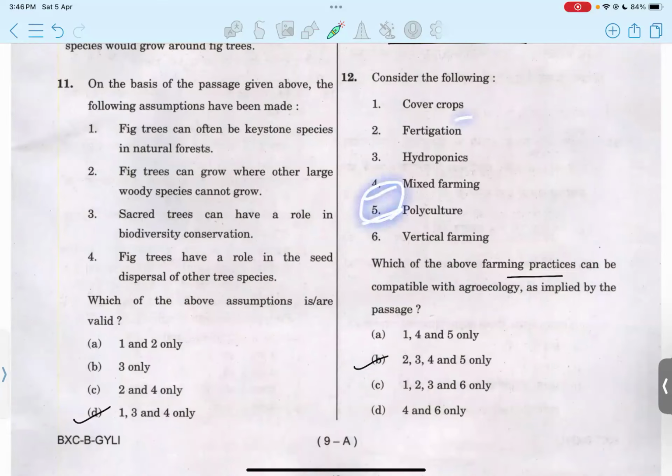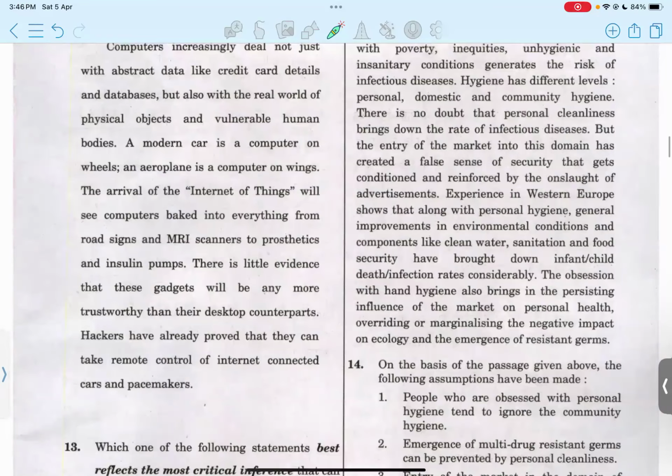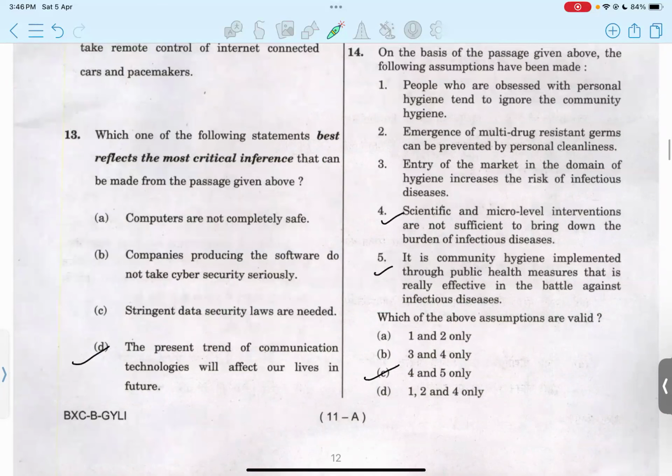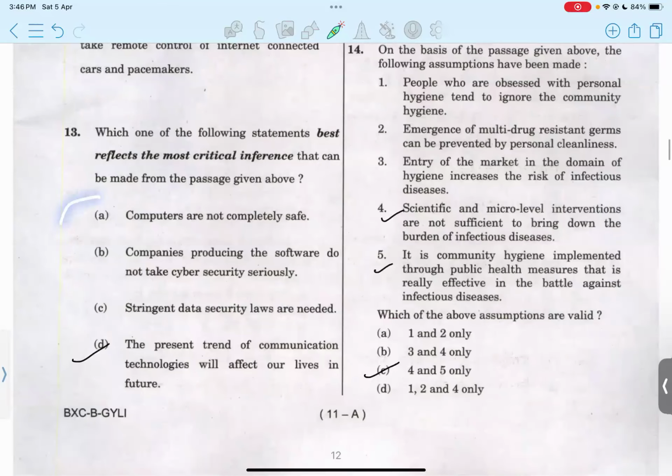So 4 and 5 are there. So it means 3 is not there. Hydroponics. Okay. Then question number 13. So the most critical inference here, I guess option number D, that the present trend of communication technologies will affect our lives in future. ऑप्शन ए. Option A, computers are not completely safe. Okay. These are some of the questions where we have confusing options.